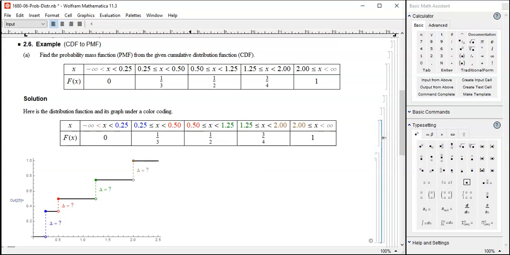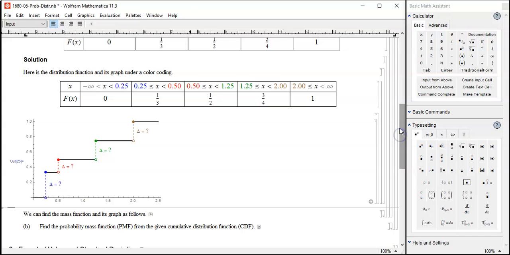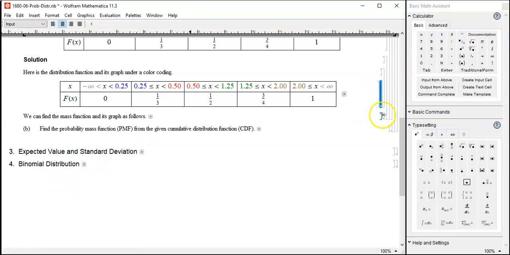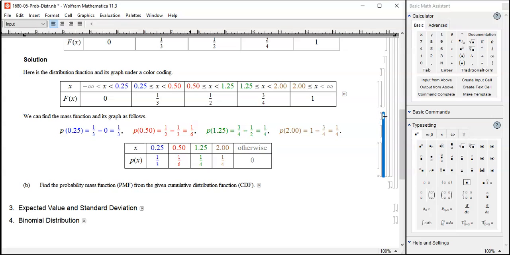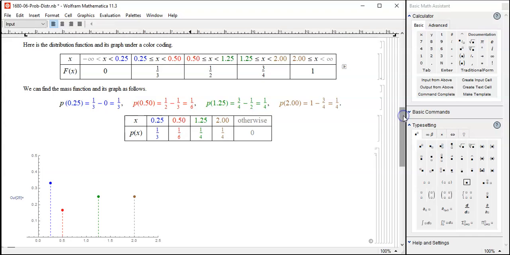By the way, let me show you the graphs. The step function: less than 0.25, we have 0, and then 1/3, 1/2, 3/4, and 1, and we are looking for this step size, the jump. And those are the probability masses. And is there a graph? Okay, here's a graph as well. Yeah, 0.25, 0.5, 1.25, 2.0, and then the heights are the probabilities. 3/4, 1/3, 1/6, 1/4, and another 1/4.